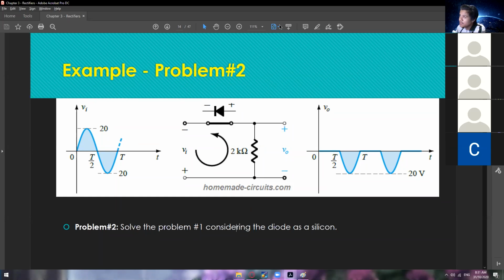I would like you guys to answer this one, and then we'll see if you really understood the concept of the half-wave rectifier. So just solve for the V sub O and then the VDC.